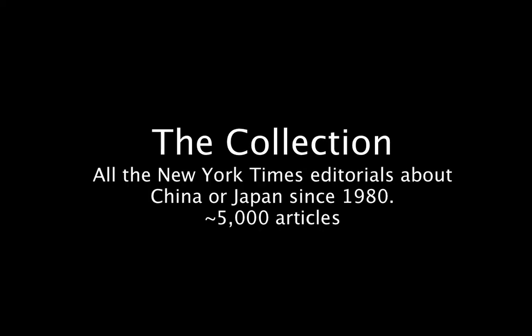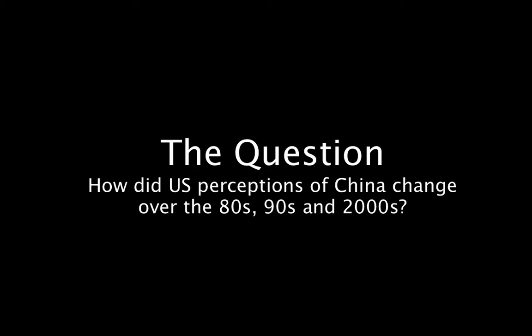Remember the dataset we're using here. It's a collection of all the New York Times editorials about China and Japan published over the last 3 decades. That's around 5,000 editorials. In this video, let's start with a specific question, which is, how did perceptions of China change over the 3 decades from 1980 to the present? For this, we're going to have to do some comparisons between editorials from the different decades. We'll see how to do that in this video.